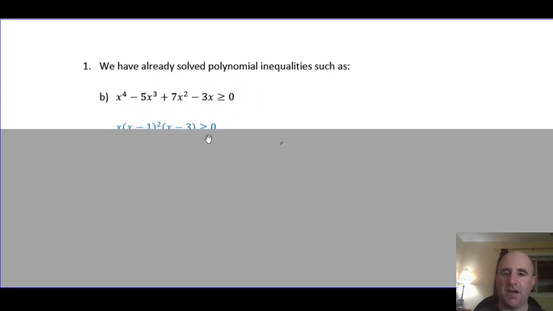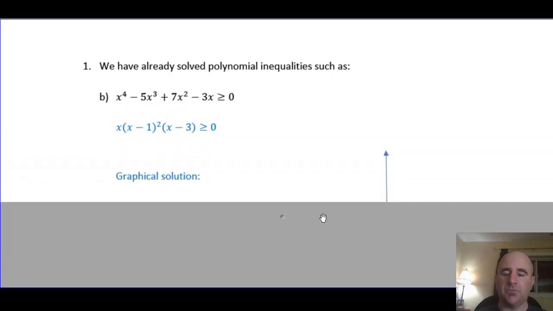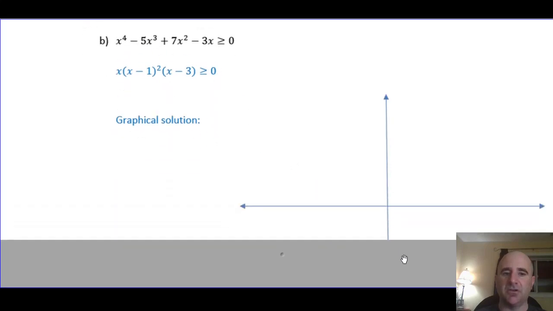There's definitely a common factor of x. And then you can use the factor theorem and long division to divide the remaining cubic. And this is what you get right here. So how do we solve this? Well, there were a couple options. One option was what we called the graphical solution. So we actually can graph this equation and just see when it's greater than or equal to 0.